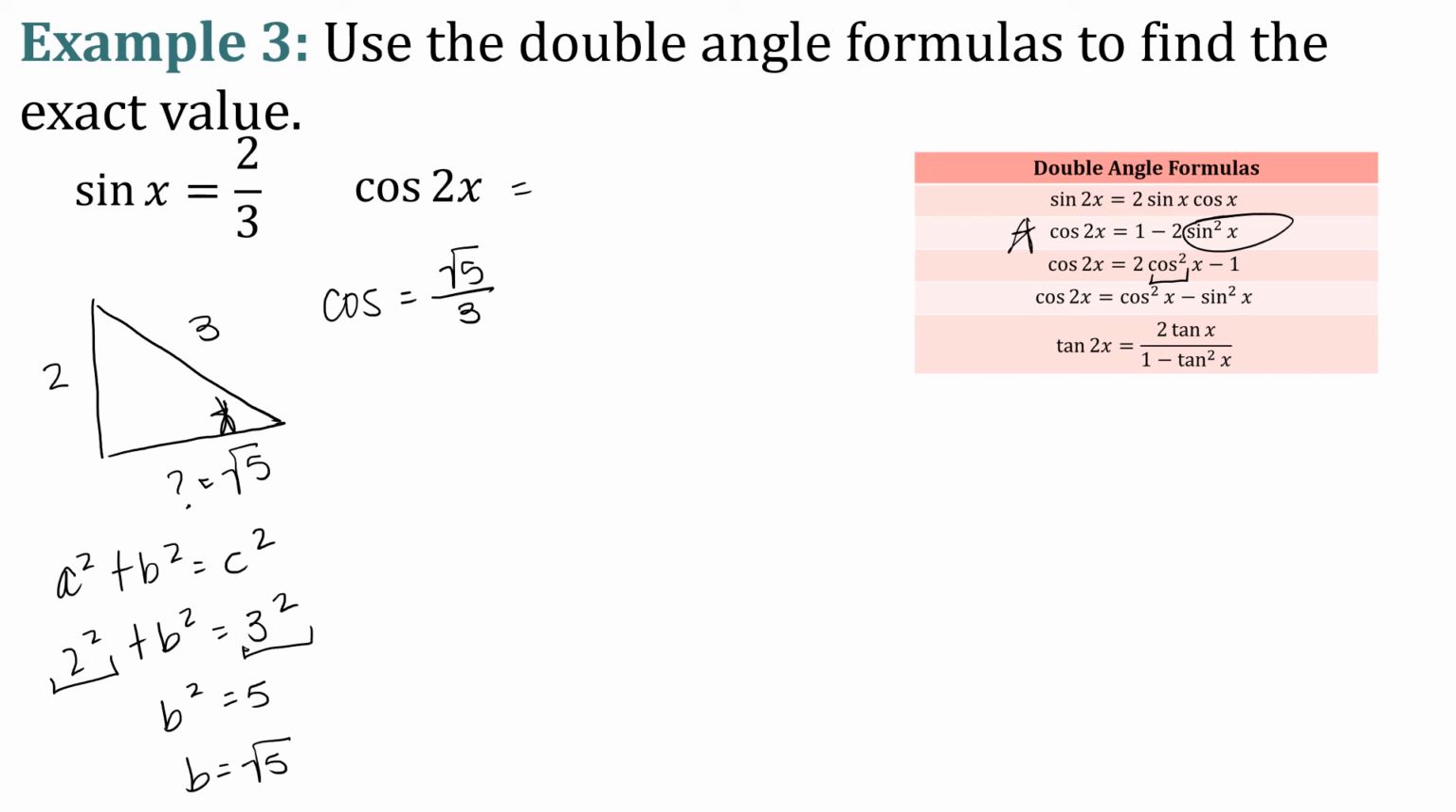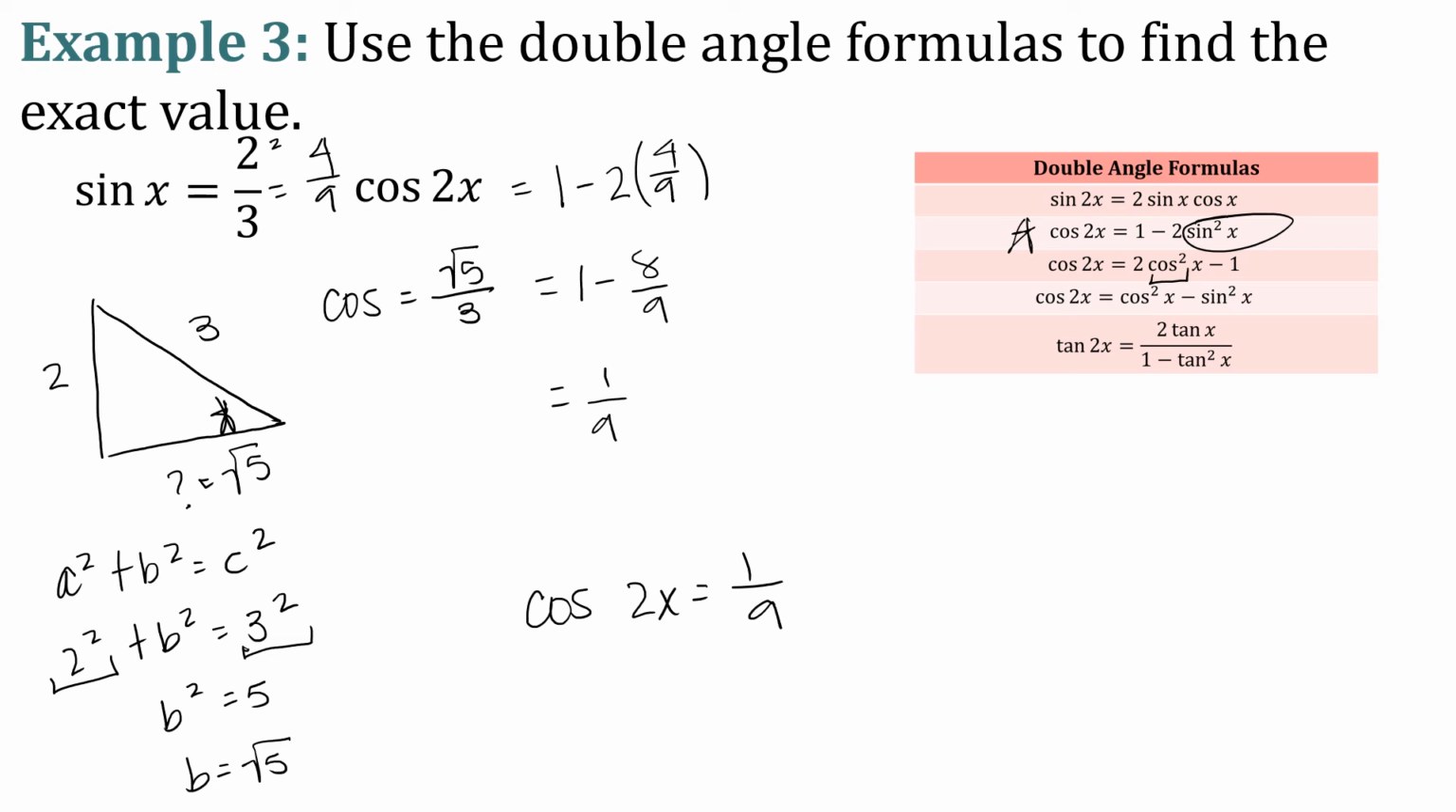So sine squared, if I square this, is going to be 4 over 9. So I have 1 minus 2 times 4 over 9, which is going to be 1 minus 8 over 9, which is going to leave us with 1 over 9. So cosine of 2x equals 1 over 9. And that is our exact value. We have one more example.